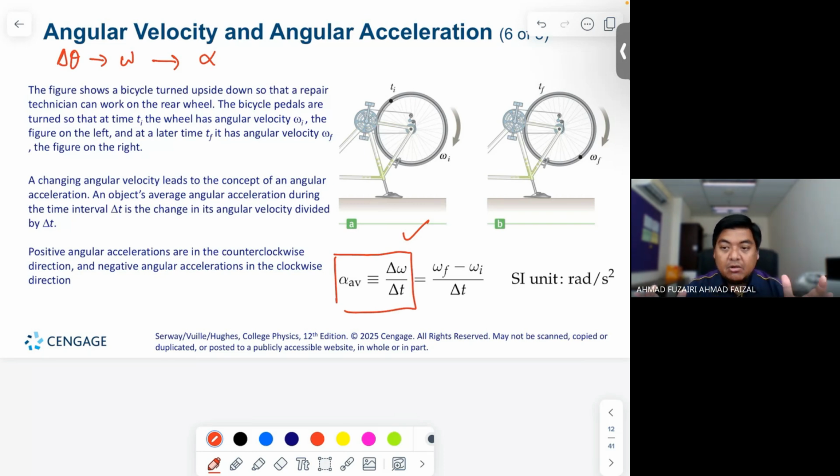That means change in omega, change in angular velocity, divided by time. And of course, the SI unit will be radian per second squared. When you look back, delta x goes to v, and v goes to a. So this one is the meter, for instance, we have meter, meters per second and meters per second squared.